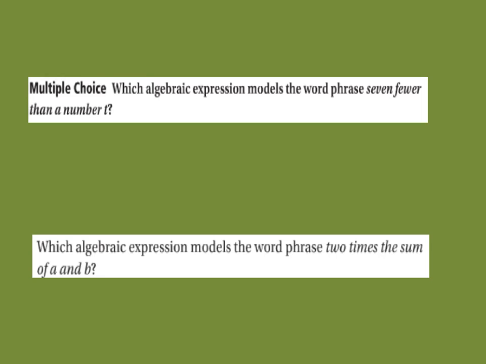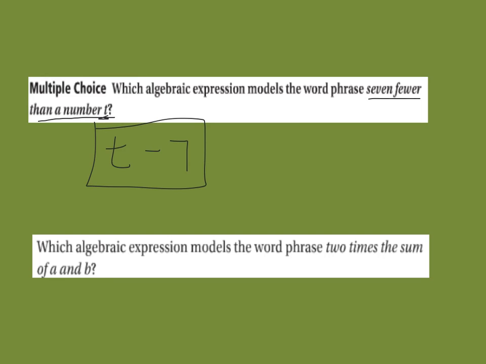As you can see here, we have the phrase 7 fewer than a number t. So 7 fewer than means I'm taking that away from my previous. So t actually has to go first, minus 7. So it's saying that 7 fewer than, you're taking it away from something. Now, 7 minus t is different than t minus 7. You have to make sure to write it as t minus 7.